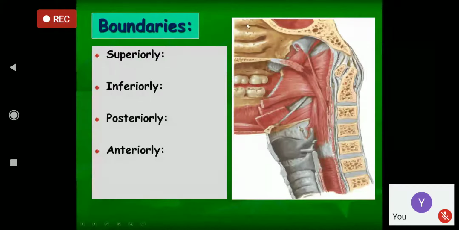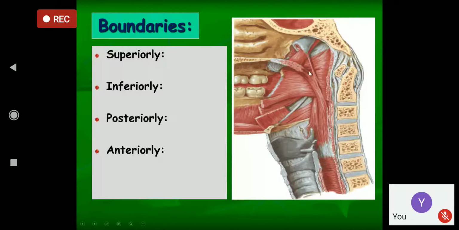Those are known as the conchae: superior, middle, and inferior nasal concha. And this one is the posterior nasal aperture, also known as the posterior choana. So this is the communication.